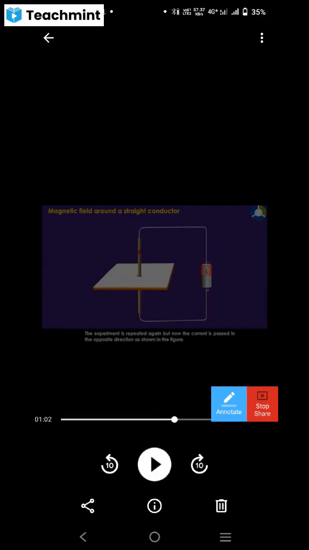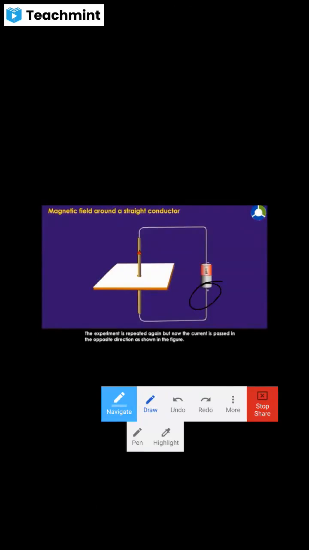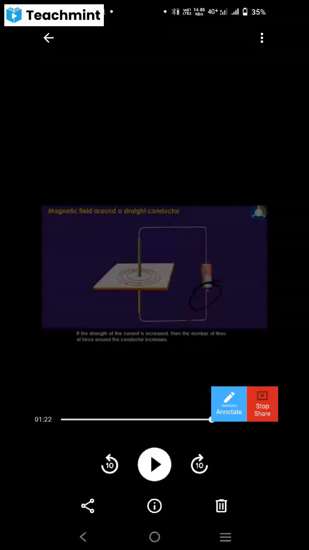But when we reverse it, now the positive has come to the bottom. Can you see the positive here? Look at the magnetic field now. Is it clockwise or anti-clockwise? Anti-clockwise. So we can tell that the field lines have direction also. How do we know the direction? What should we do to know the direction?